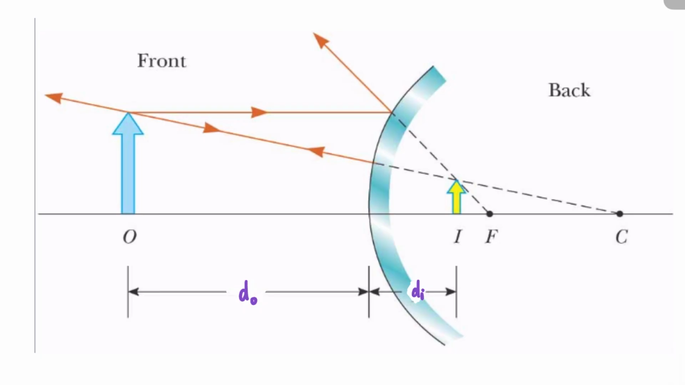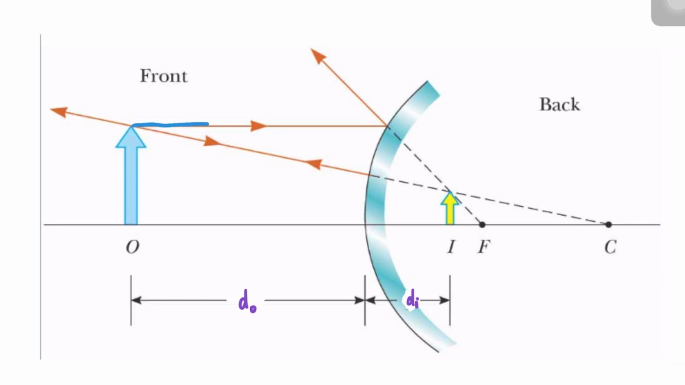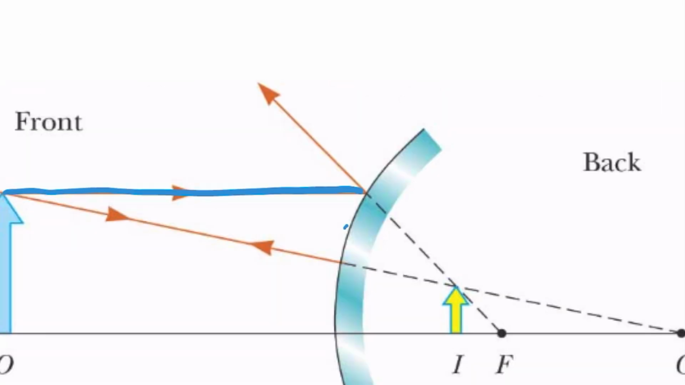This example shows a convex mirror with an object that is in front of the mirror. So DO here is a positive number. I'm going to draw my incoming ray. Where that ray meets the mirror, I draw the tangent to the mirror at that point, and then I draw the normal line that is perpendicular to the tangent. Then I use the law of reflection to draw my reflected ray.